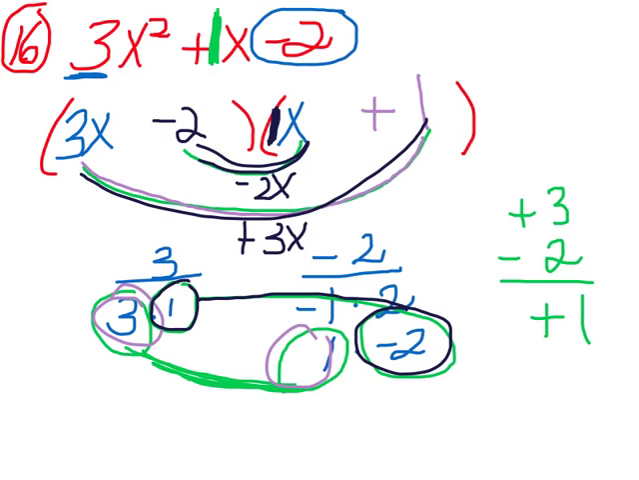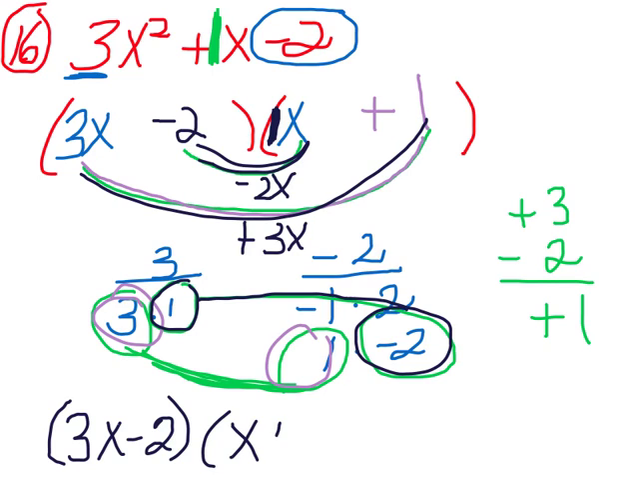I factored it correctly. So remember, you can go all the way through and distribute it to check to make sure you have the terms right if you want to check your work. But this is the correct answer, 3x minus 2 times x plus 1.